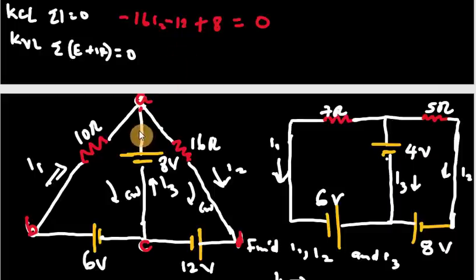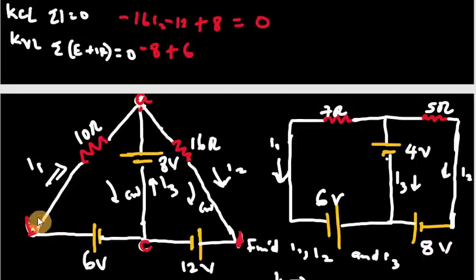Then let's take the other loop. Let's move from this side, the same clockwise direction as we moved here. So starting from here, we start moving. This is the positive side of the cell and this is the negative side. So we are moving downhill. The EMF here becomes negative. We keep on moving. We meet this one. We are moving uphill, negative to positive. So the EMF becomes positive.